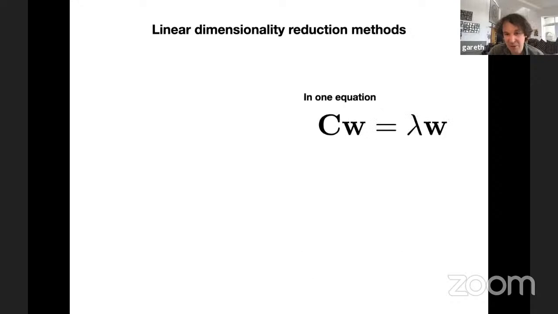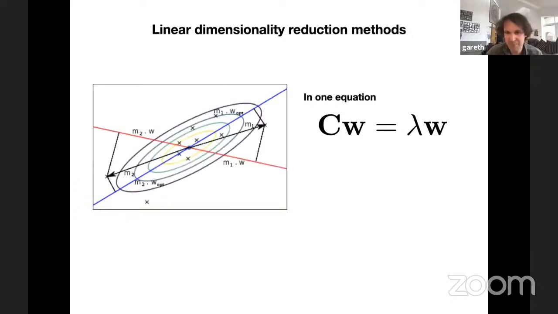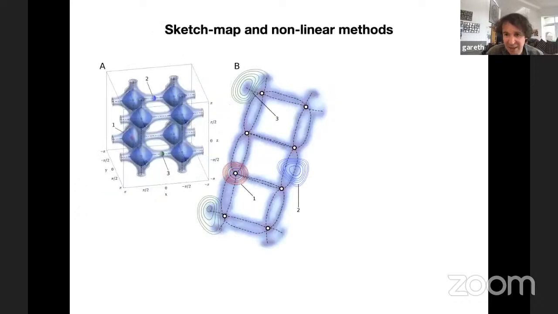Basically, in most of these linear methods, what you're doing is you take a matrix and you find the eigenvalues and eigenvectors of the matrix. So it's just diagonalizing matrices. And that's all Plumed is doing to construct these representations, which is nice. And that's the linear idea. The nonlinear method we're going to talk about is the sketch map method. That's a method that Michele Ceriotti and I developed.